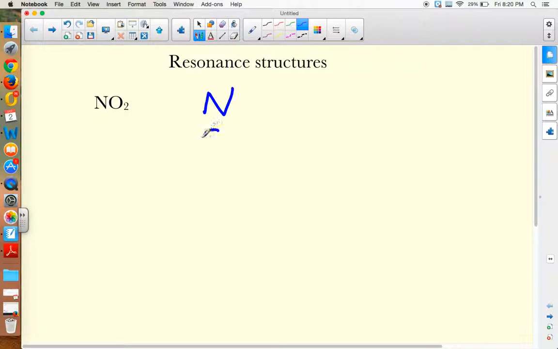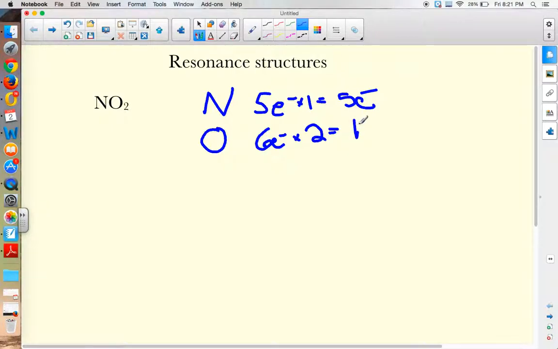You have nitrogen and oxygen. We know that nitrogen has 5 valence electrons. There's one of them, so that's going to give us 5 electrons. The oxygen has 6 valence, and there are 2 of them, which is going to give us 12 electrons. So this gives us 17 electrons for the cache. And right away I know that there's a problem there because this cannot be an odd number. It always needs to be even.